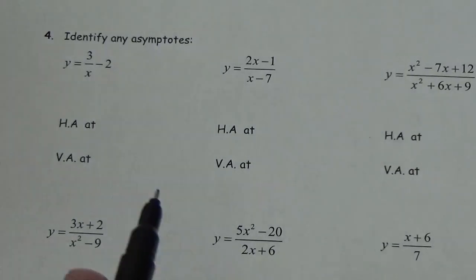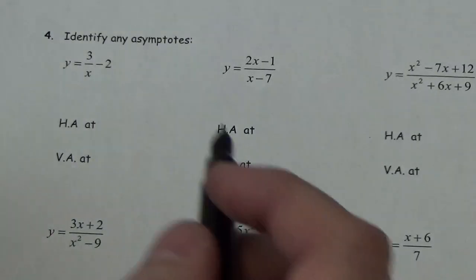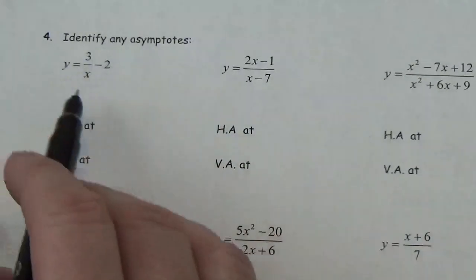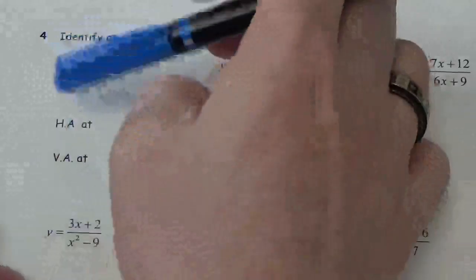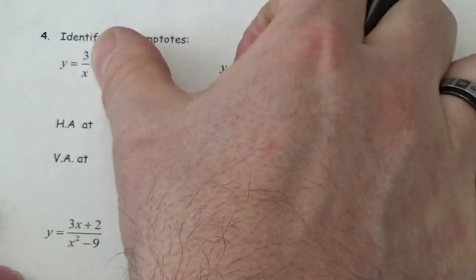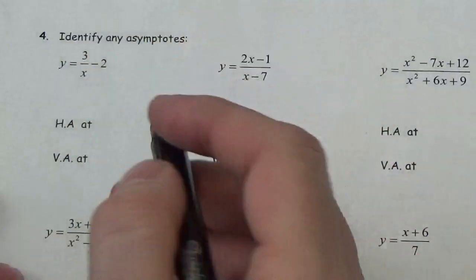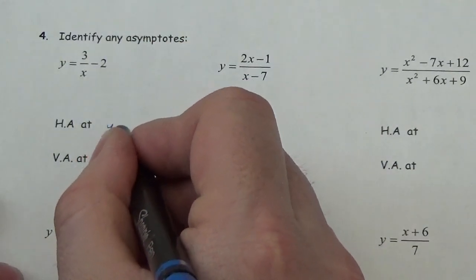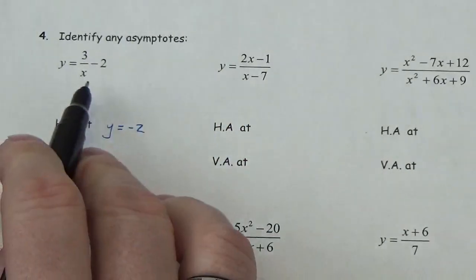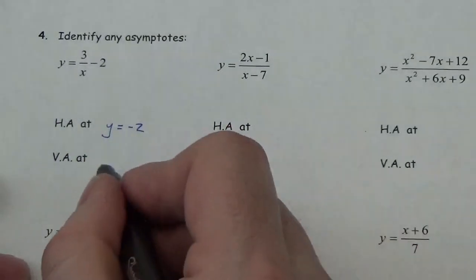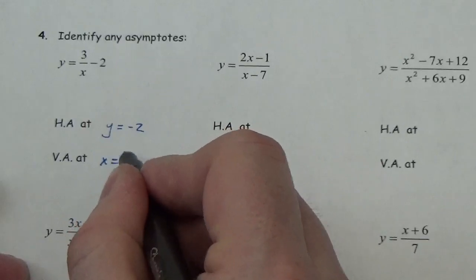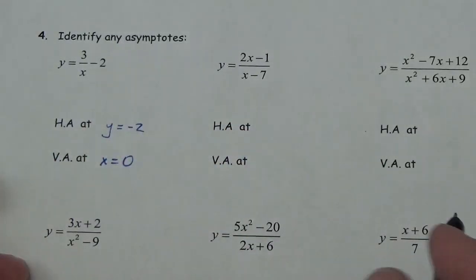Okay, so let's take a look at a question here where we're identifying the asymptotes. So this is 3 over x minus 2, so we're looking at a basic rational that's been translated. It's been translated 2 units down, so that means my horizontal asymptote here is going to be at -2, and my vertical asymptote will just be where this is undefined, and that is going to be at 0. So those are my two asymptotes.